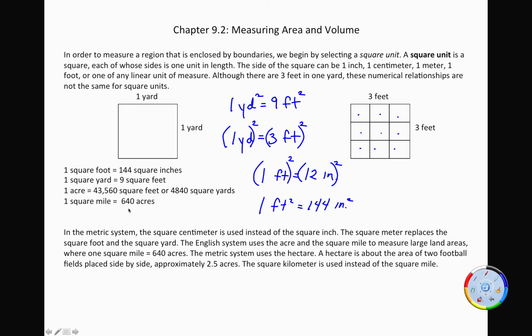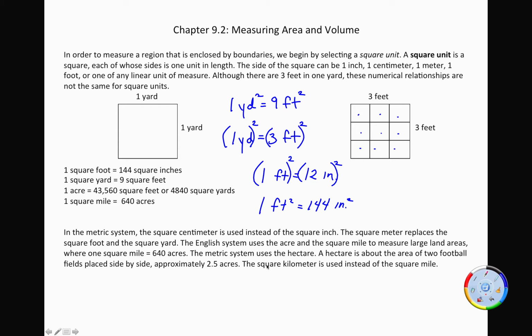Again, just thinking about the difference in the metric system and the English system, look at the numbers we're forced to work with in the English system. Okay, in the metric system, the square centimeter is used instead of the square inch. The square meter replaces the square foot and the square yard, and the English system uses the acre and the square mile to measure large land areas, where 1 square mile is 640 acres, but the metric system uses the hectare. A hectare is about the area of 2 football fields placed side by side, or about 2.5 acres. The square kilometer is used instead of the square mile.